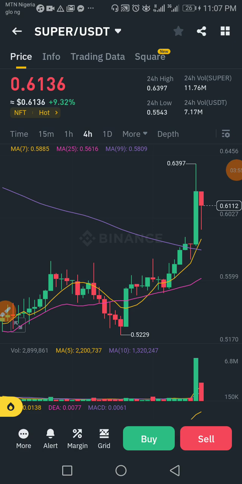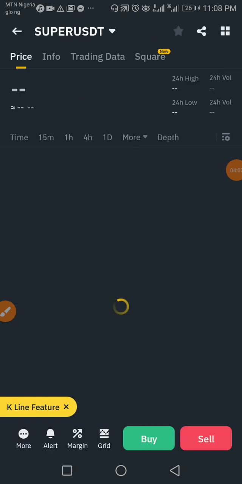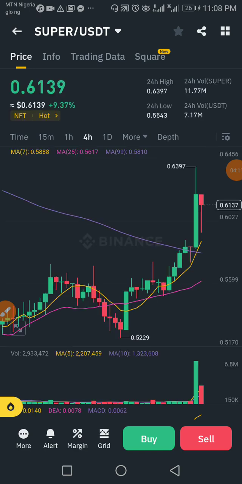So now we'll go to the buy section, and remember it was, let me check, it was 0.5543 and the sell was 0.6397. So we are going to place our buy order at 0.5550 and then our sell limit order at 0.6350. Buy at 0.5550 and then sell at 0.6350. Let's do that and see if there's going to be any profit in it.